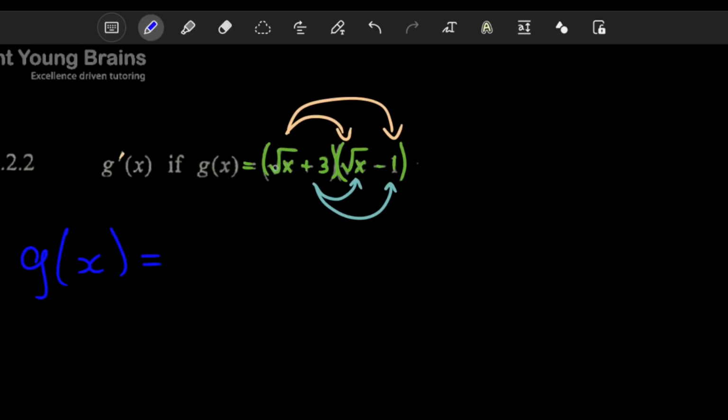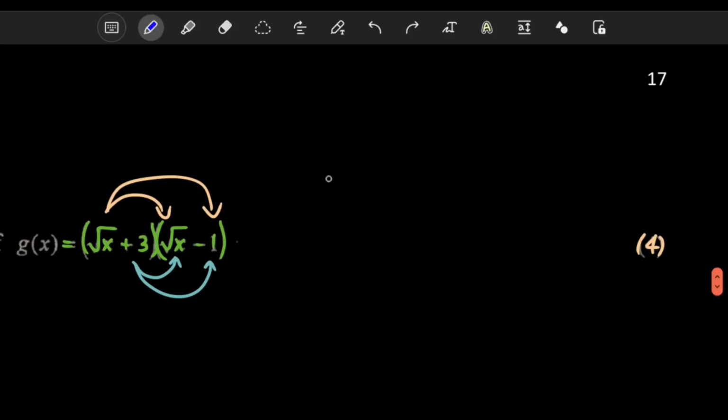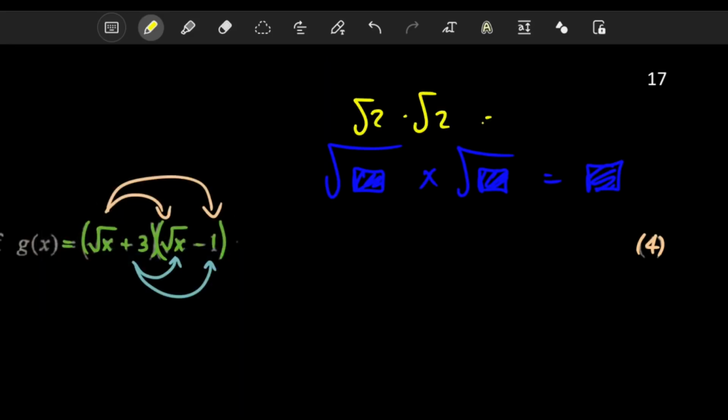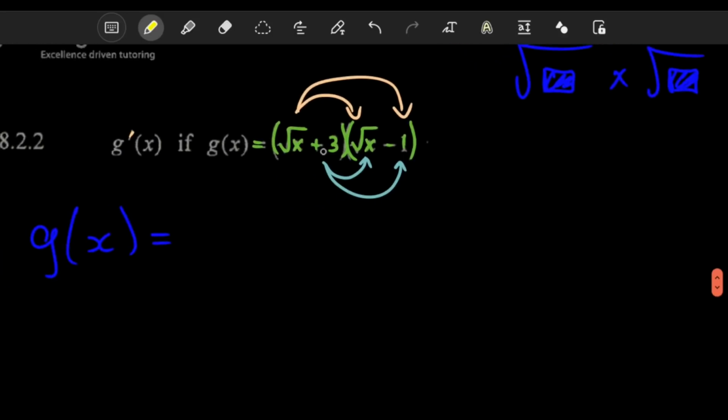So this times that. Anytime you multiply something that has a square root symbol by something that looks exactly like itself, your answer is always the stuff inside. That's why, for example, square root of 2 times square root of 2 is just 2. So in our case here, square root of x times square root of x is just x. This times -1 is just a negative square root of x, and then this times that is just 3 square root of x, and then 3 times -1 is just a -3.